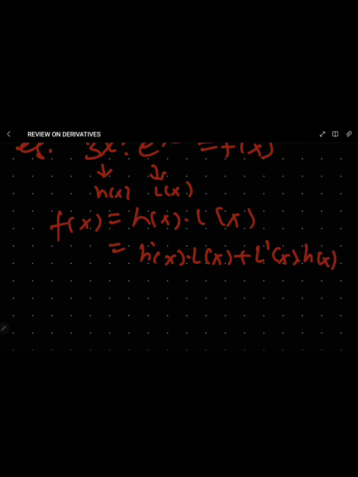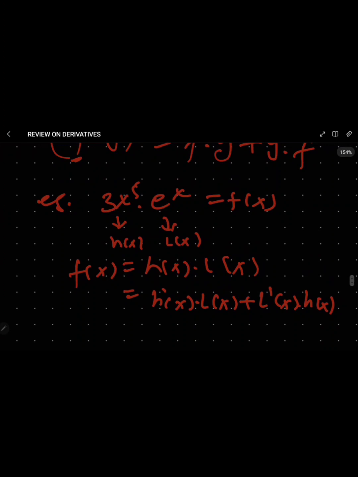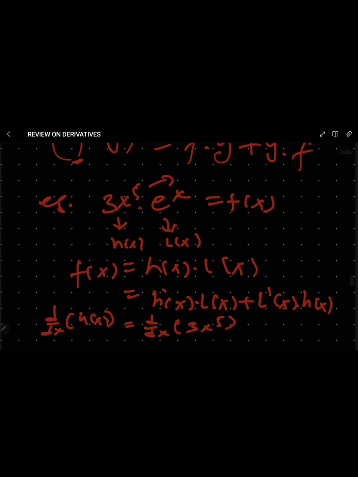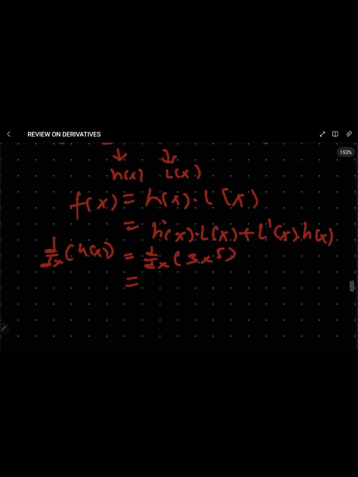Now let's find the derivative of h. So what is the derivative of h of x? d/dx of h of x is equal to d/dx of 3x raised to 5. Now this is an exponential form, so this is equal to 3 times 5 times x to the power of 5 minus 1. So this is 15x raised to 4, the derivative.